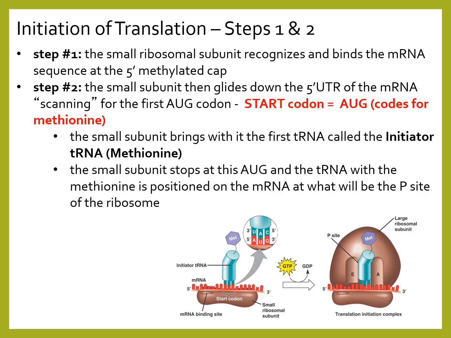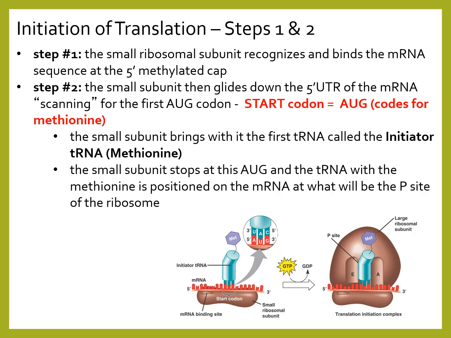So let's take a look at how translation is started. Just like the initiation of transcription, the initiation of translation requires multiple steps. So several things have to happen in a particular order. During the first step, step 1, the small ribosomal subunit recognizes the mRNA by the presence of the 5' methylated cap. So it recognizes the 5' methylated cap, and then through this cap, it binds the mRNA sequence at the 5' UTR.